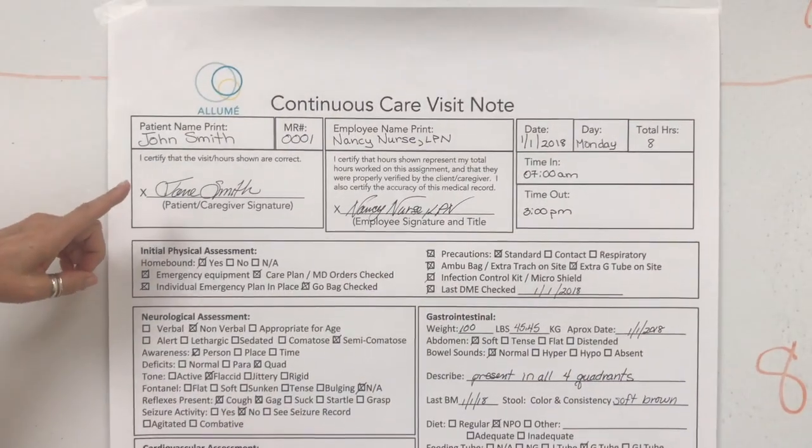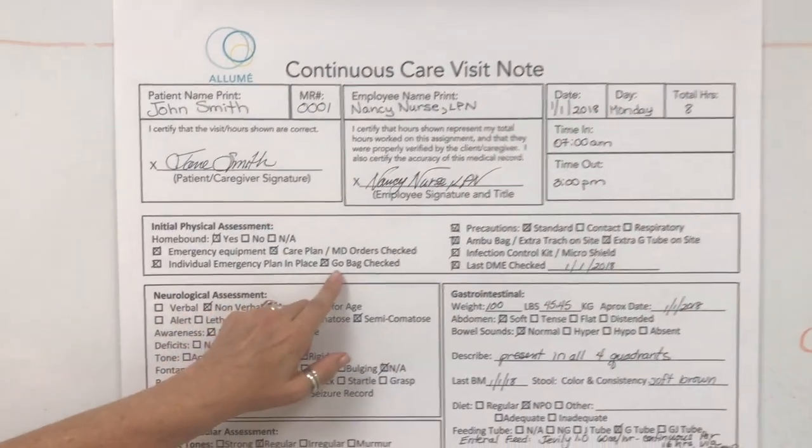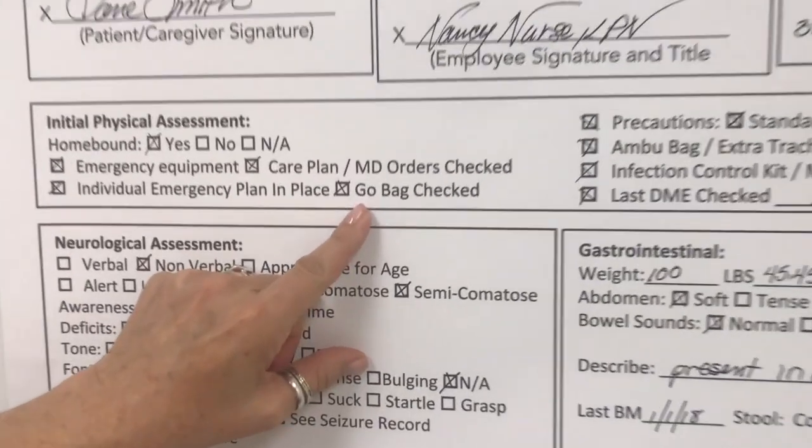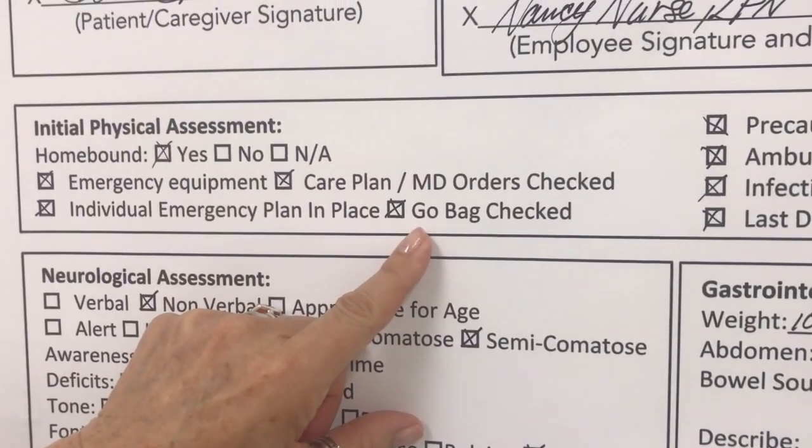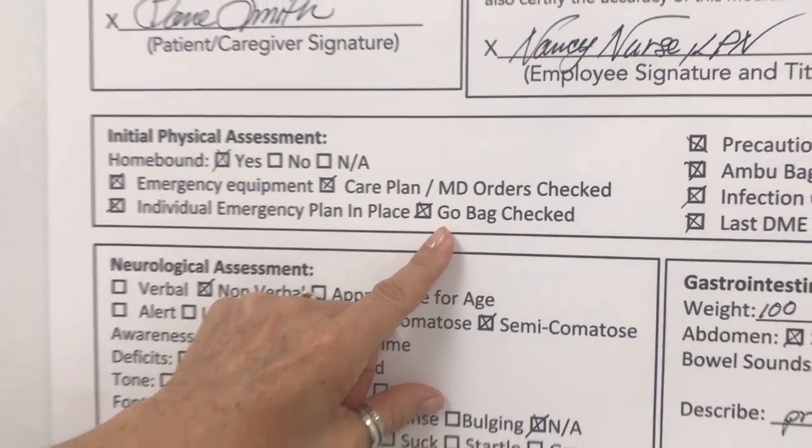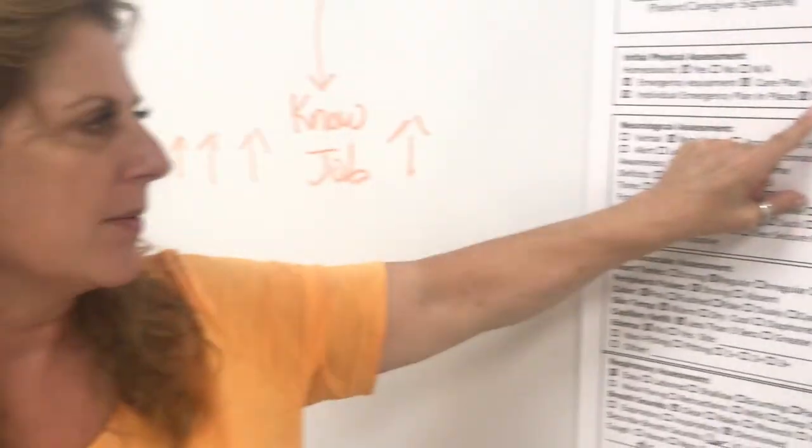Jen, another episode of some documentation, and this time we're going to talk about the Go Bag. If you recall, when we went over the continuous care visit note, there's a little section, Go Bag Checked. It isn't just a box to check, it's actually something to do. So we're going to go ahead and talk about that now.